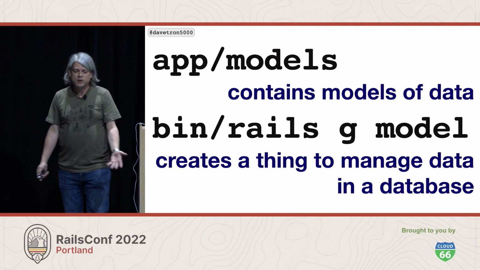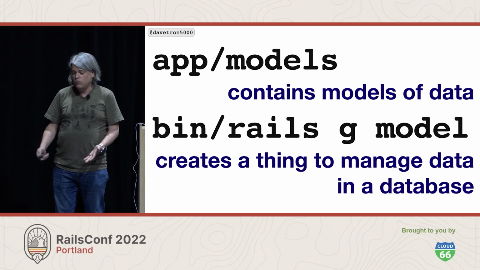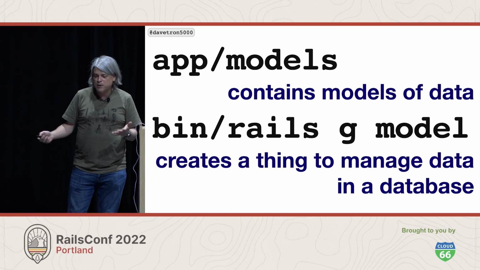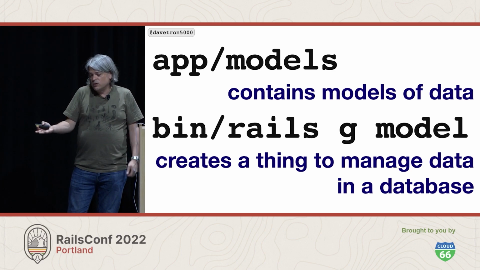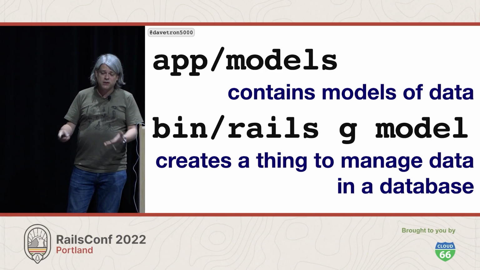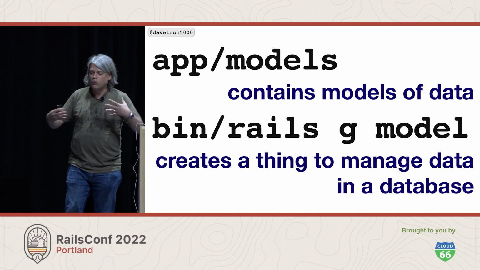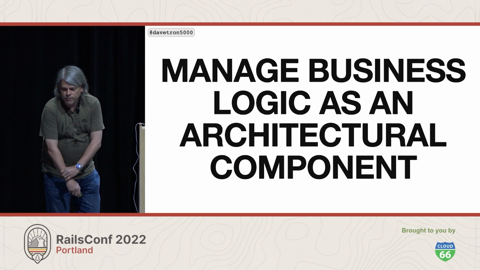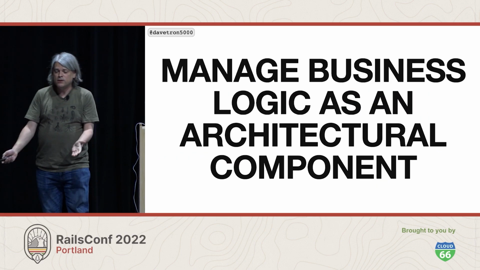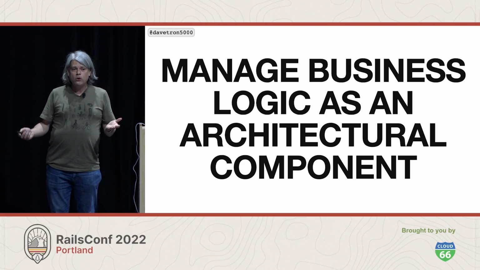So this is what happens, right? App models, it contains models of data. It would be nice if it was called data models, I guess, but it's not. When you do bin rails g model to make a new model, well, you make a thing to manage data in a database. It'd be nicer if it's a database model or something, but it doesn't. It just says this, and that's fine. So we're going to treat Rails for what it is. This is what actually happens. It's cool. Okay, so what we need to do then, maybe we manage it as its own architectural component.